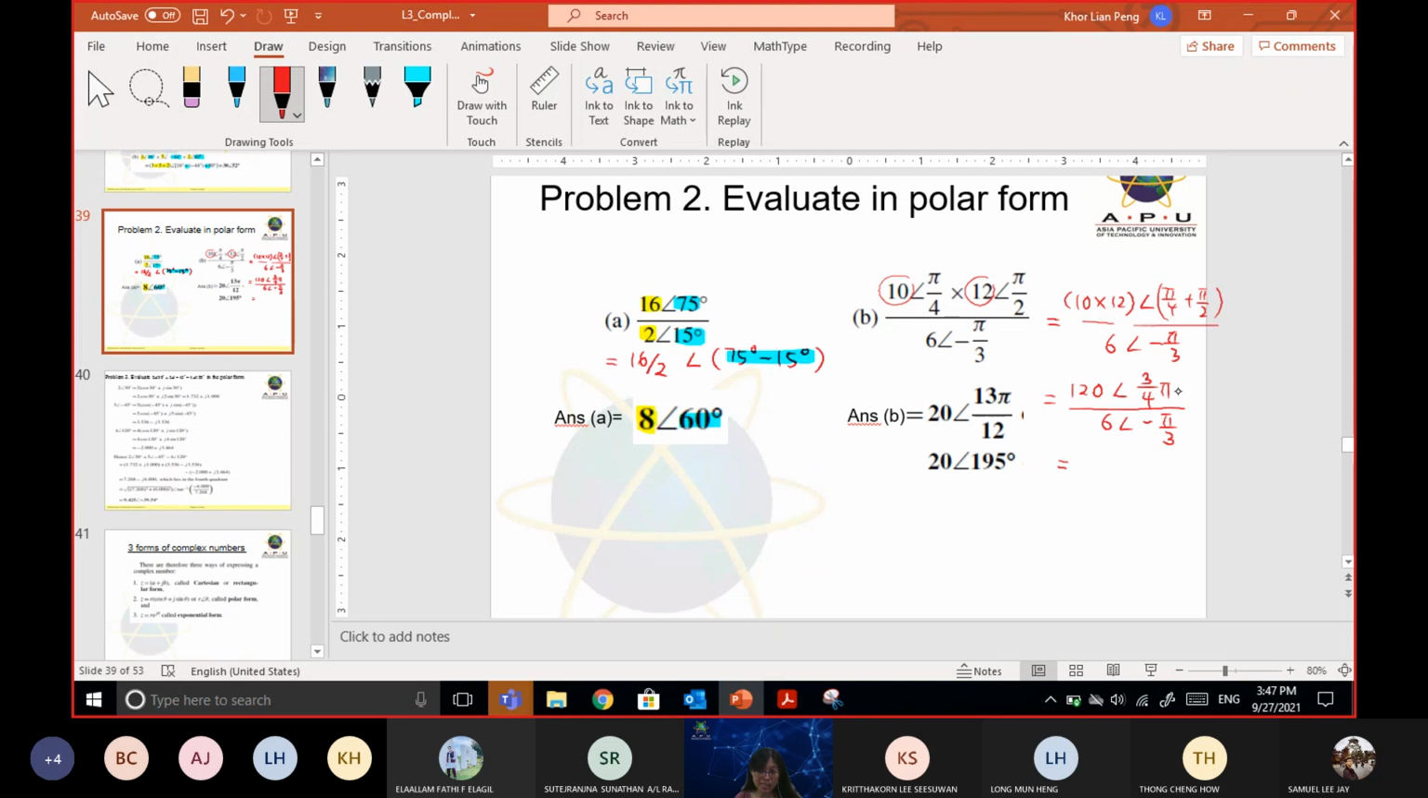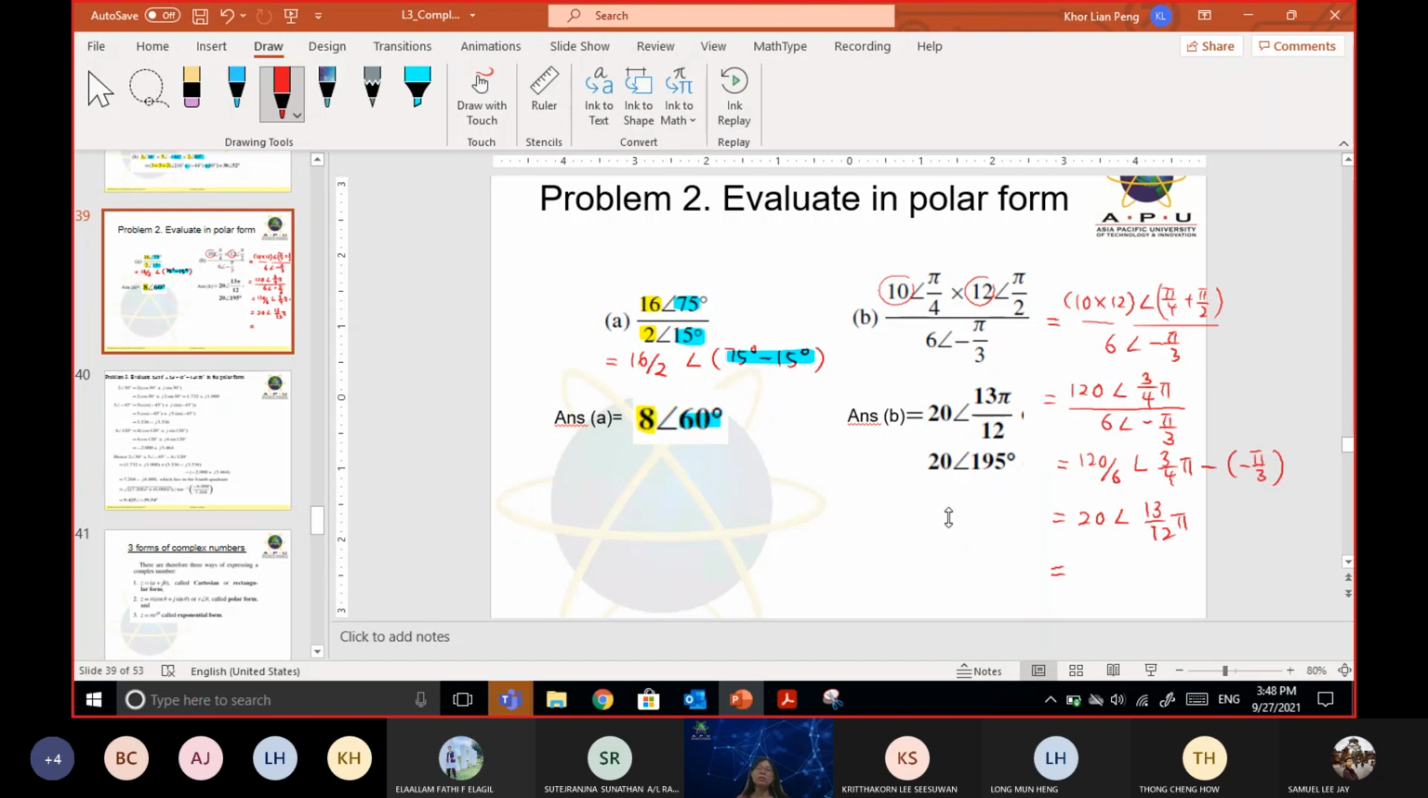Okay, then what is the next? Come to the division. So 120 divided by 6. Then for the angle, the top is 3 over 4 pi, then minus, because of the division, the angle at the bottom, which is negative pi over 3. So it becomes a plus: 3 over 4 plus 1 over 3. So 120 divided by 6 is 20. Then 3 over 4 plus 1 over 3, we get 13 over 12 pi. Okay, 13 over 12 pi.